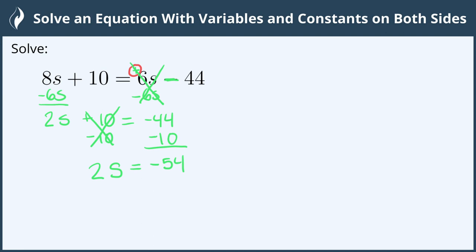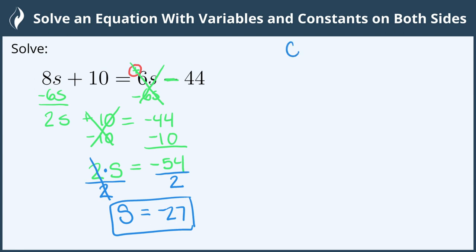So we find all of the operations around the variable. And here we have a multiplication. The opposite is division. So if we divide by 2, the 2 divided by 2 cancels, and we're left with s. And that's exactly what we wanted, to isolate the variable. But I can't just divide 2 on one side. I have to do it on both sides. Negative 54 divided by 2 is negative 27. And that's our answer.